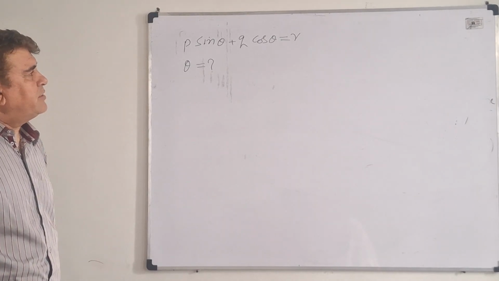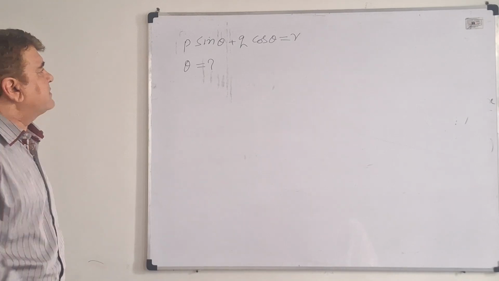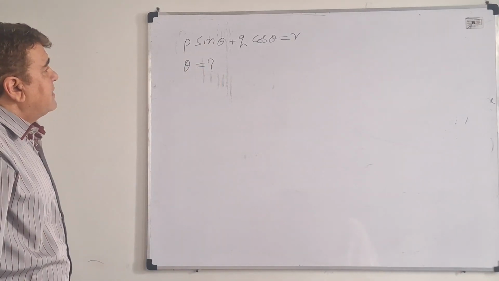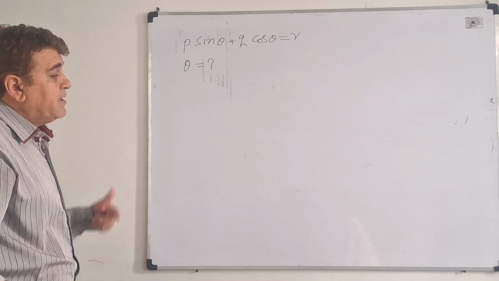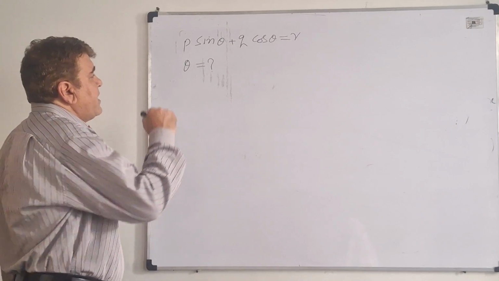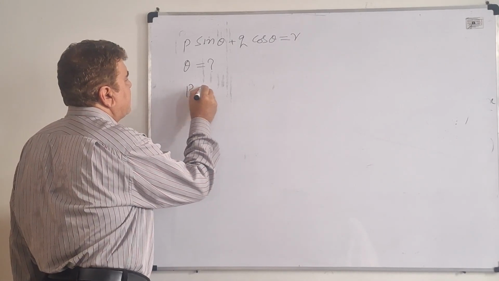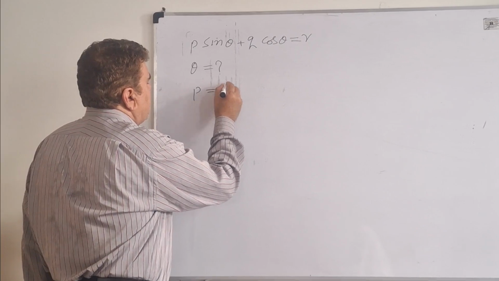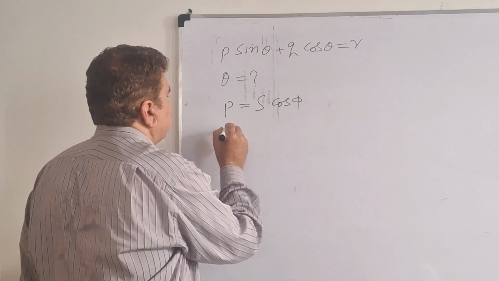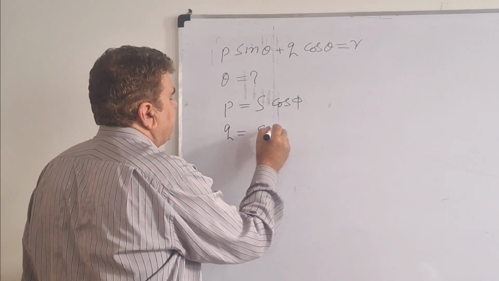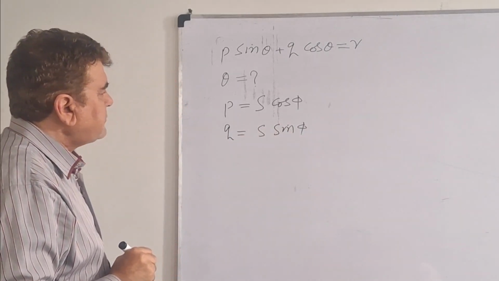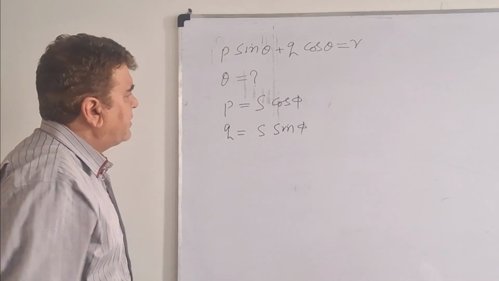So we do that by using another trigonometric trick. I redefine P and Q in terms of two other parameters such that the parameters can be reproduced in terms of P and Q, and then we can solve it. For example, I can define P equals S times cos phi and Q equals S times sine phi, where S and phi are two other parameters.